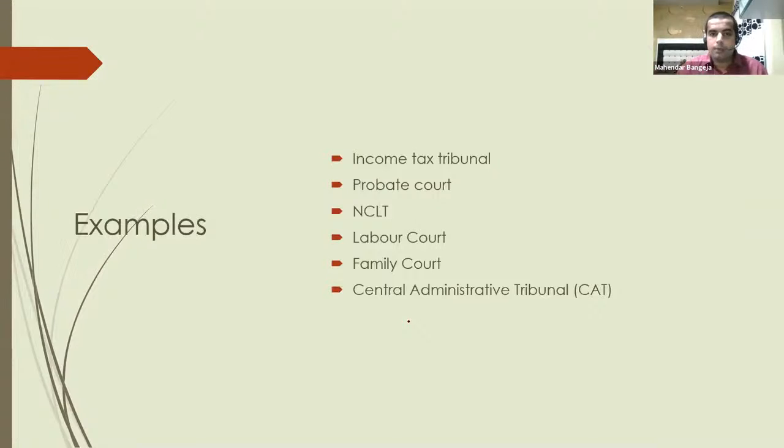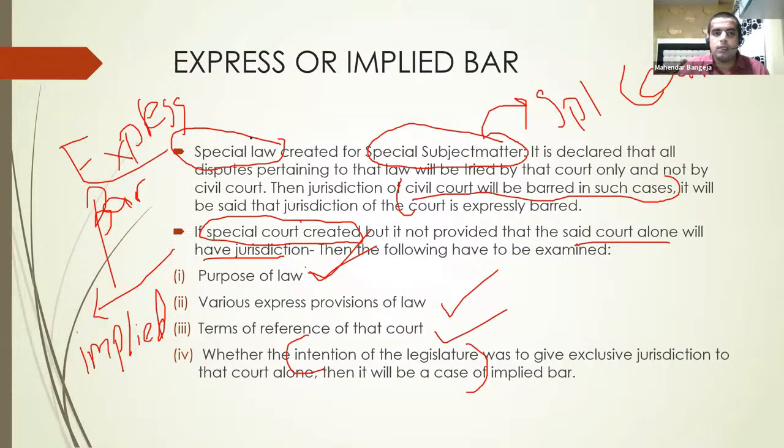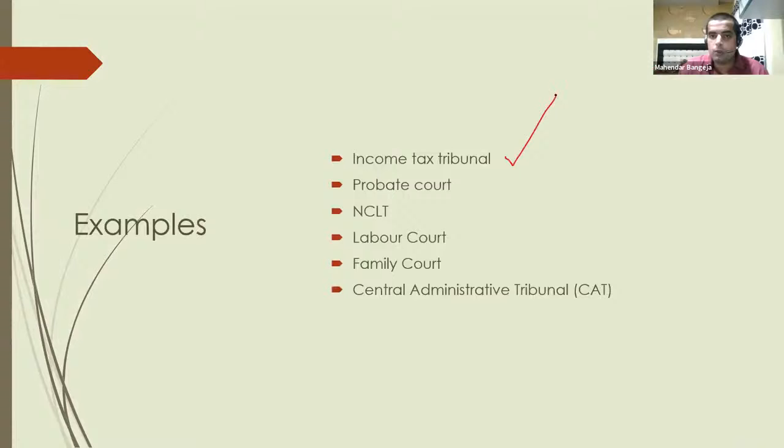Now there are few examples of express bar. Now this is what I call subject matter jurisdiction. This express and implied bar, SM jurisdiction. Now these courts will have jurisdiction only of a particular subject matter. For example, an income tax tribunal will have a subject matter to try only income tax related cases. Probate court will have jurisdiction to try only probate cases. NCLT only company law related matters. Labor court only labor law related matter. Family court family matters. CAT administrative matter.